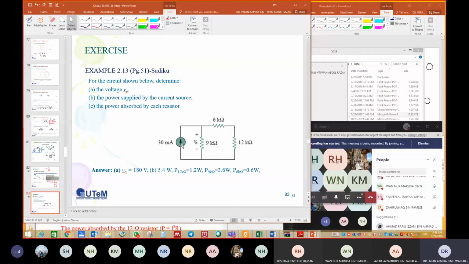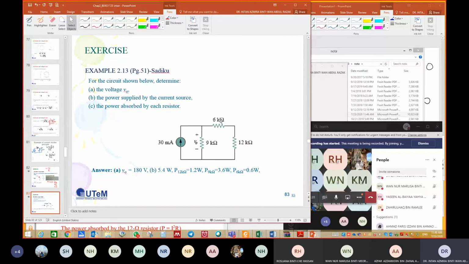And then the power supplied by the current source. P is equal to I squared R. We have I here, we just need to find R. R is R total because this is the current source. How to find the power absorbed by each resistor? Let's use P equal to I squared R. We can find the power absorbed by the 9K by I squared R. We have found the I naught just now, so we can find the power.